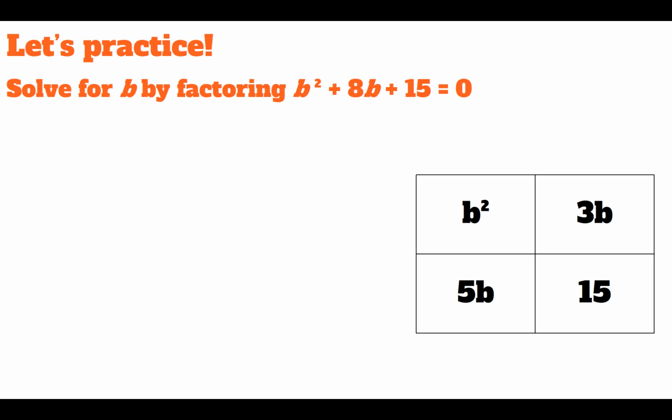All right, let's look at my columns. What can we divide out of b squared and 5b? Just a b can be divided out, yep. And then how about 3b and 15? 3. Just a 3. So my other factor is b plus 3.